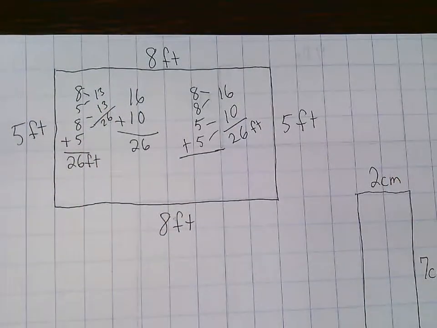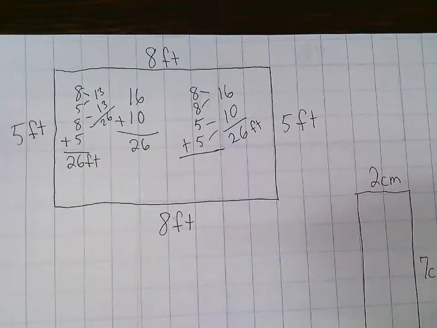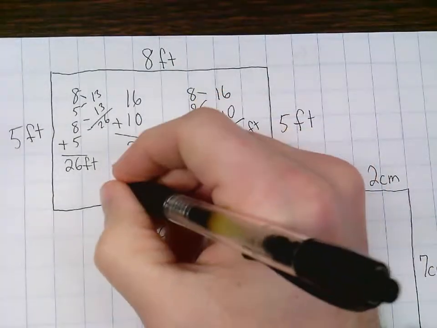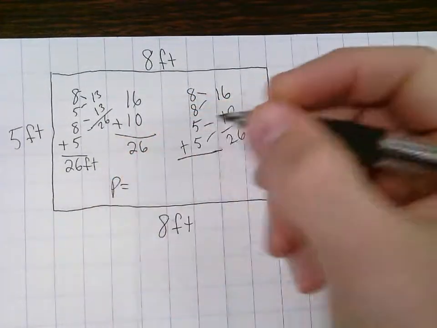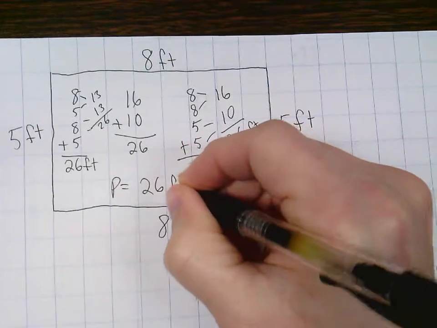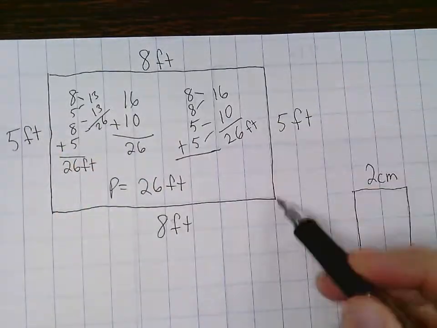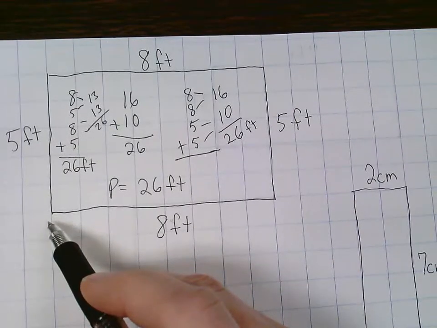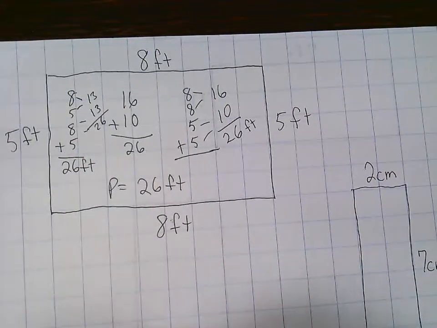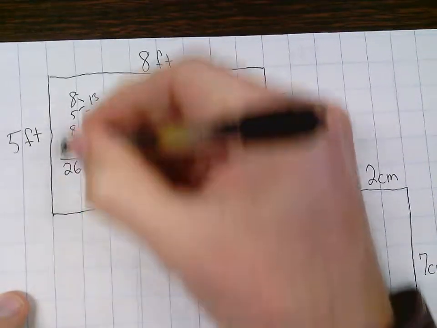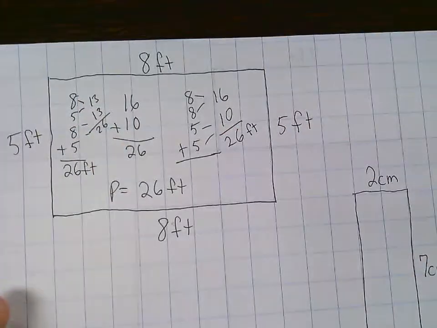Now, with perimeter, it's always just regular units. So this is going to be 26 feet. So my answer here for perimeter is going to be 26 feet. So from here, if I measured all the way around, that would be 26 feet. So if I took a rope and had a 26-foot rope, it would be able to start right there and wrap right around this shape here.